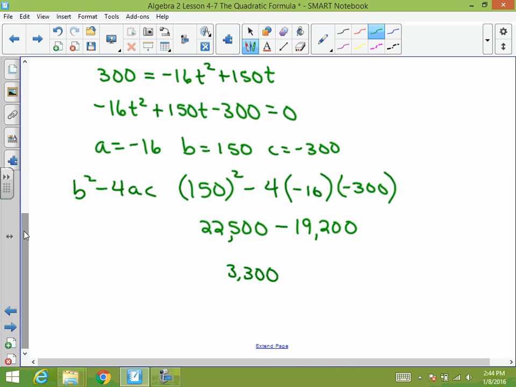Okay, so the question asks, will the rocket reach a height of 300 feet? The discriminant is positive, so there are two real number solutions for when that rocket will hit 300 feet, because obviously here we solved for t. If we plug in t in this equation, we're going to get two different answers. We have the discriminant being 3,300. So if my discriminant is 3,300, I have two real solutions.